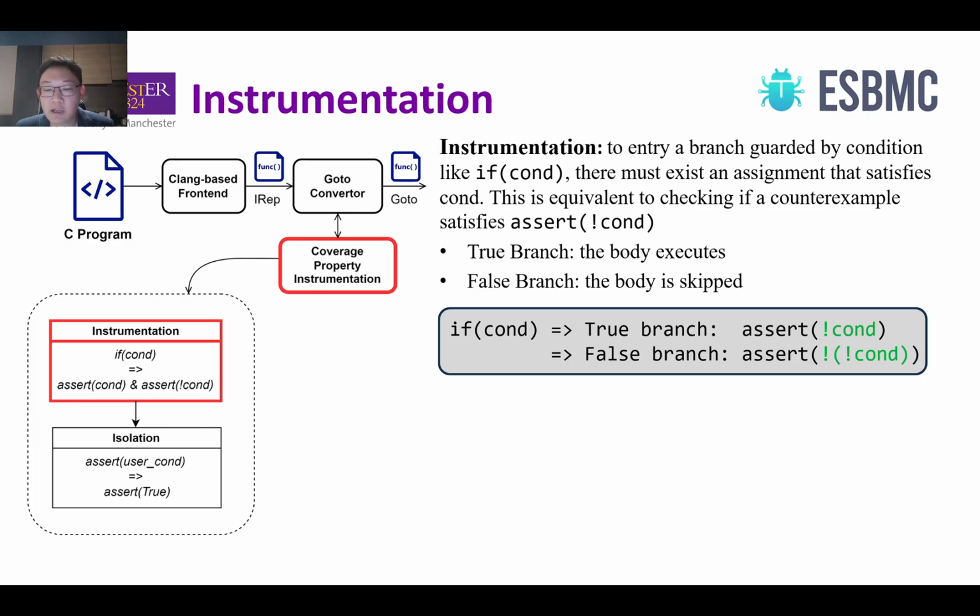After the simplification, we can now focus on the if statement only. To enter a branch guarded by a condition like if (con), there must exist an assignment that satisfies con, which is equivalent to checking if there's a counterexample that satisfies the assertion with the negated condition. So for each conditional branch, we insert two assertions before it to model the true branch and the false branch.